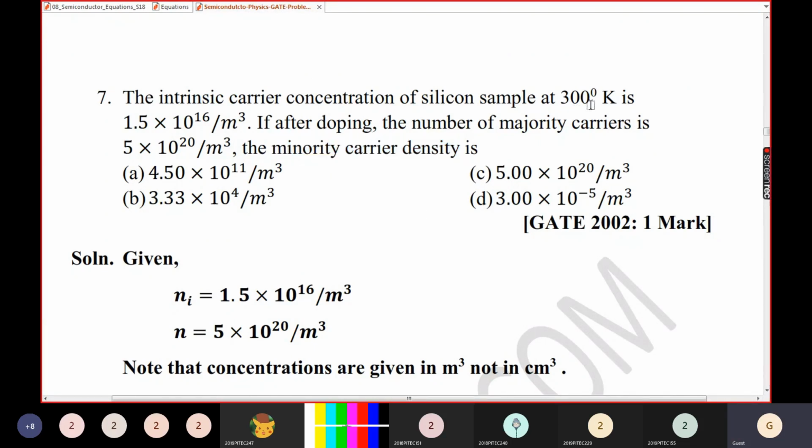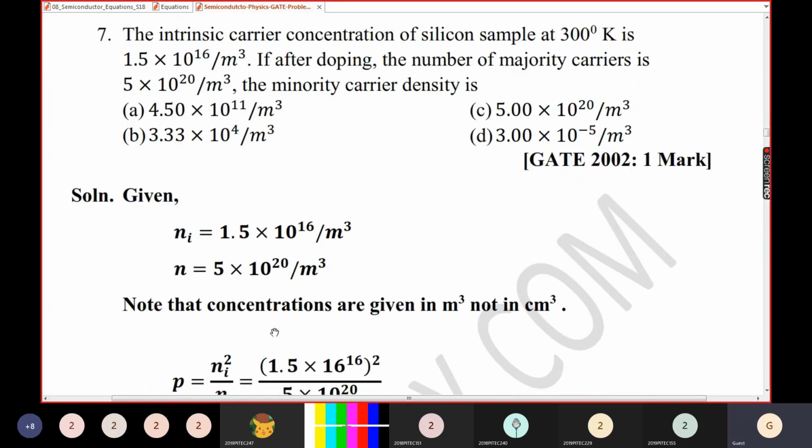They have given you two different values. One is Ni and the other one is, after doping, the majority carrier, that means the N value. You can see here: Ni is 1.5 into 10 power 16 per meter cube. N is equal to 5 into 10 power 20 per meter cube.